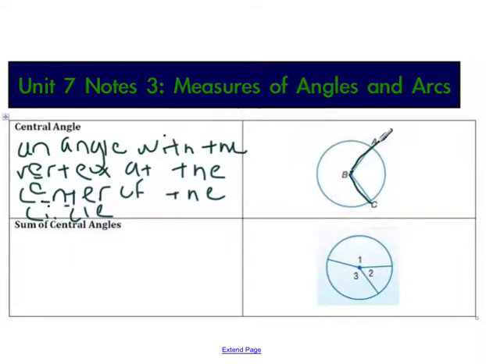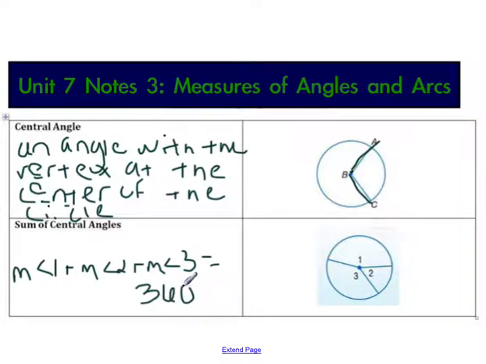So now we need to find the sum of central angles. The sum of central angles will take the measure of the first angle plus the measure of the second angle plus the measure of the third angle, and all of that needs to be 360 degrees. Circles always add up to 360 degrees as you go around. So all of your central angles need to add up to 360 degrees.